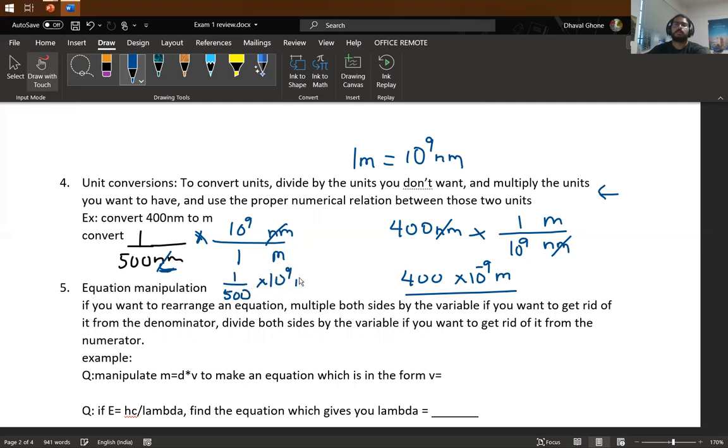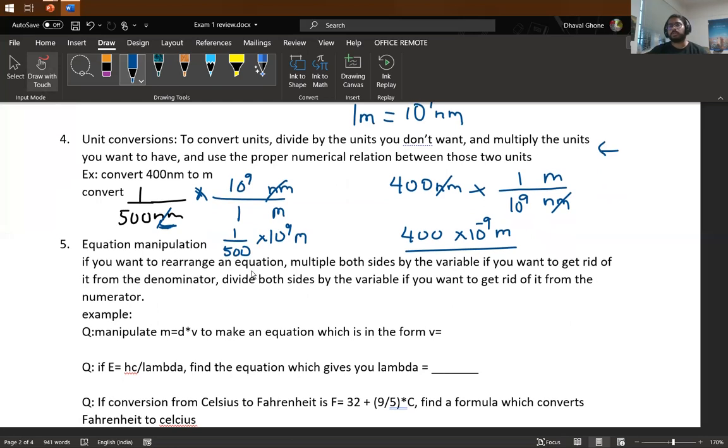If you want, you can convert the 1 over 500 to a decimal or a fraction, but I don't care about that. I wanted to show you how to convert these units to a unit you want. So that's how you do it. If you have any questions about anything, feel free to email me and I can help you out through email.